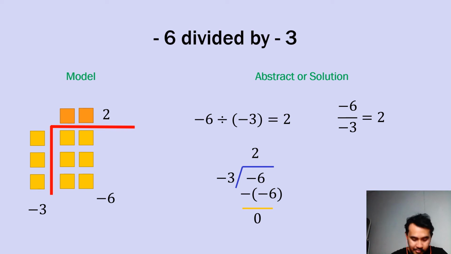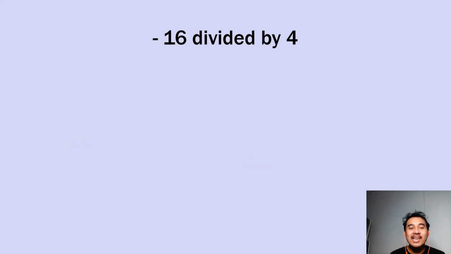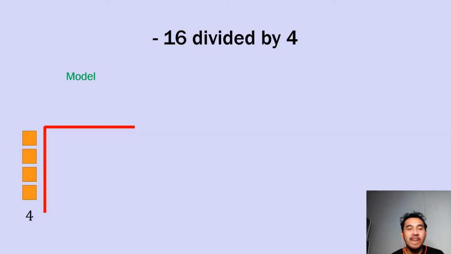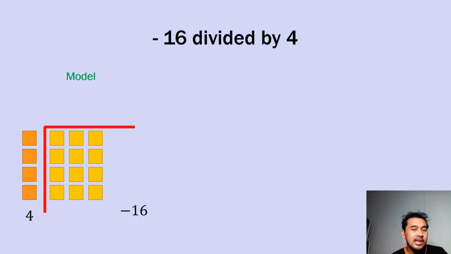Let's have another example, negative 16 divided by 4. Let's have the model. Once again, you start with the dimension, and then you have your divisor, which is 4. Now make groupings that contain negative 16 in the product area. That's the first group, second group, third group, and fourth group. Now we get the horizontal dimension: negative 1, negative 2, negative 3, negative 4. So the answer is negative 4.